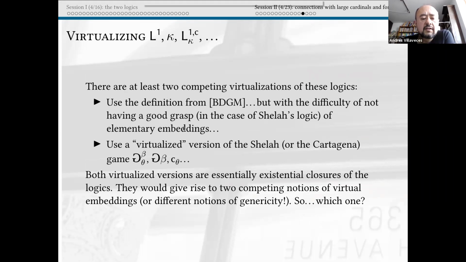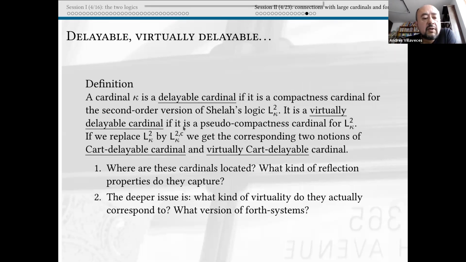But anyway, we have both virtualized versions, and they're all essentially existential closures of the logics, but kind of weak second order existential closures of the logics. So they would give rise to two competing notions of virtual embeddings. Which one? Again, a question that I don't purport to answer now, but that might be of interest to some of you. Now, let me call a cardinal delayable, and the delay is because of the delay in the game.